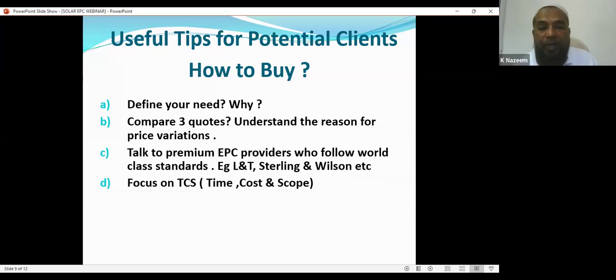Now, coming to the 4th point, focus on TCS. This is a project management summary. I have attended so many classes in wind technologies, in project management, and other things. In project management, I summarize these 3 things, and I also teach them to my students: time, cost, and scope. In any project, these 3 are very, very important.